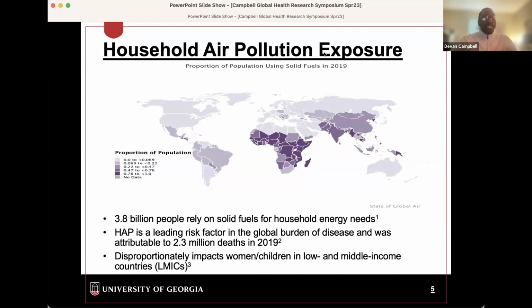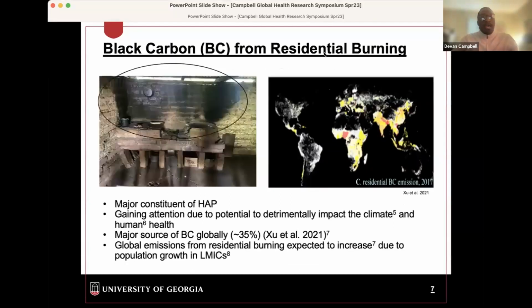And household air pollution is a leading risk factor in the global burden of disease and was attributable to approximately 2.3 million deaths in 2019. Now, these adverse health effects disproportionately impact both women and children in low and middle income countries. Now, Black carbon is a major constituent of household air pollution, and it has been gaining regulatory attention due to its potential to detrimentally impact both the climate and human health.